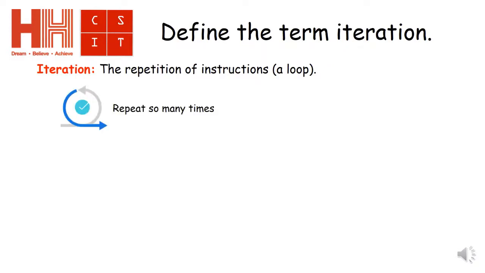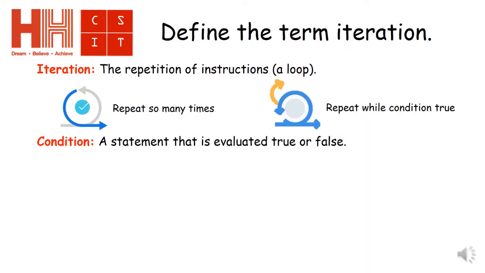There are two types of iteration we're going to look at. The first one is where we might repeat a set of instructions so many times. The other type is where we repeat while there is a condition that is true. Now, a condition is a statement that is evaluated true or false.